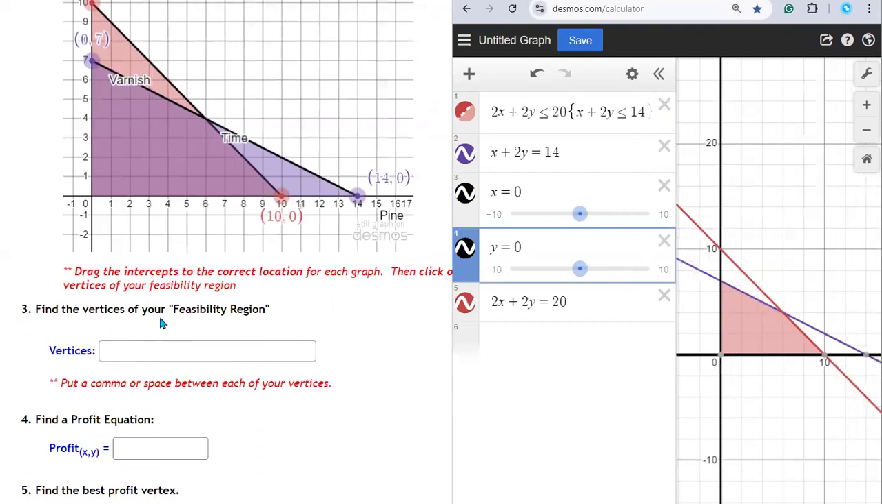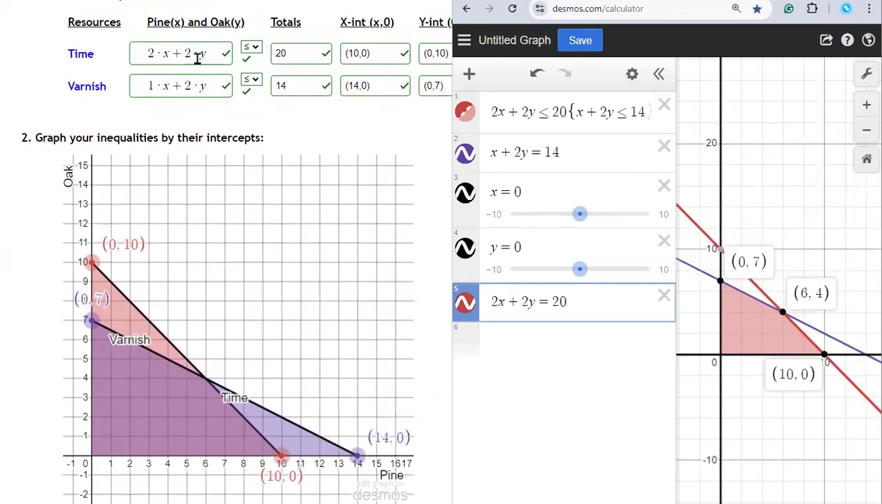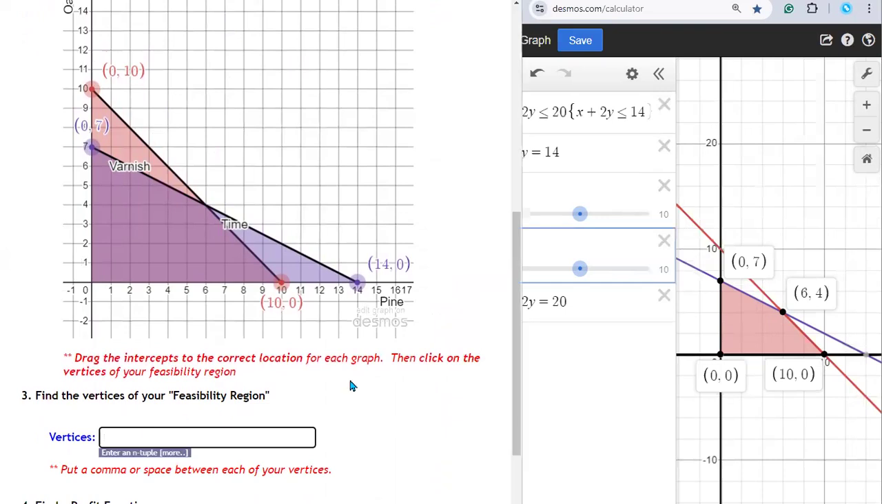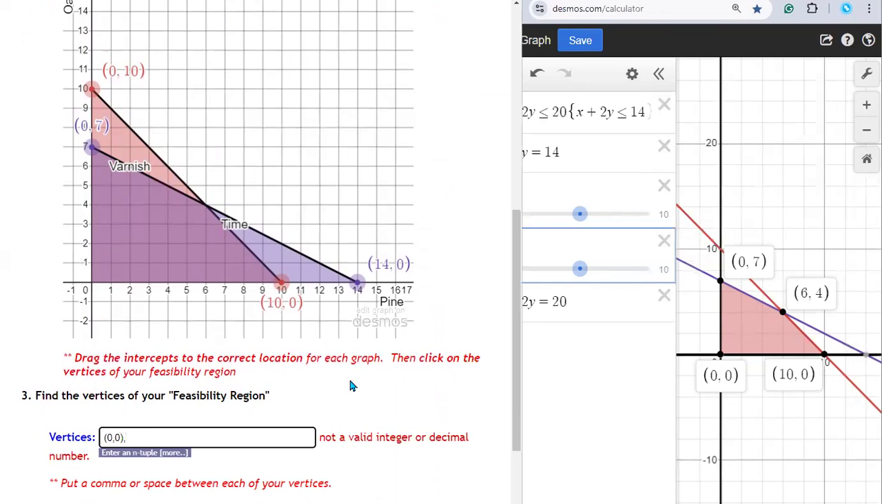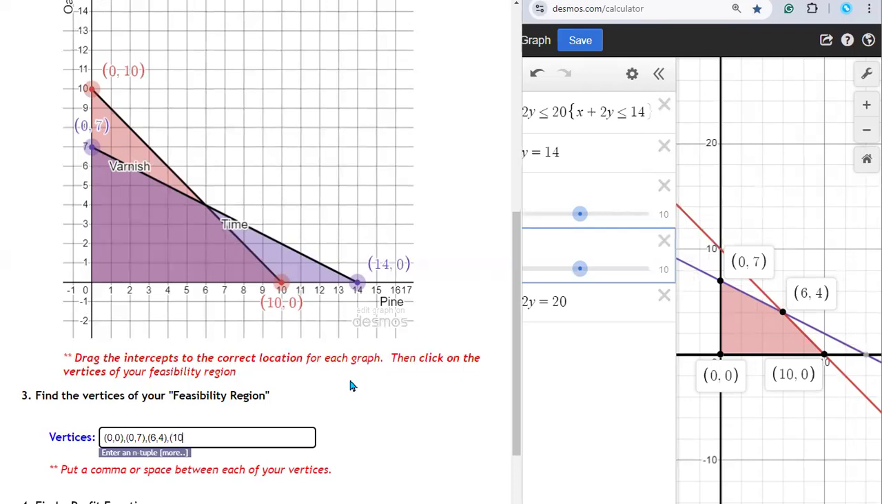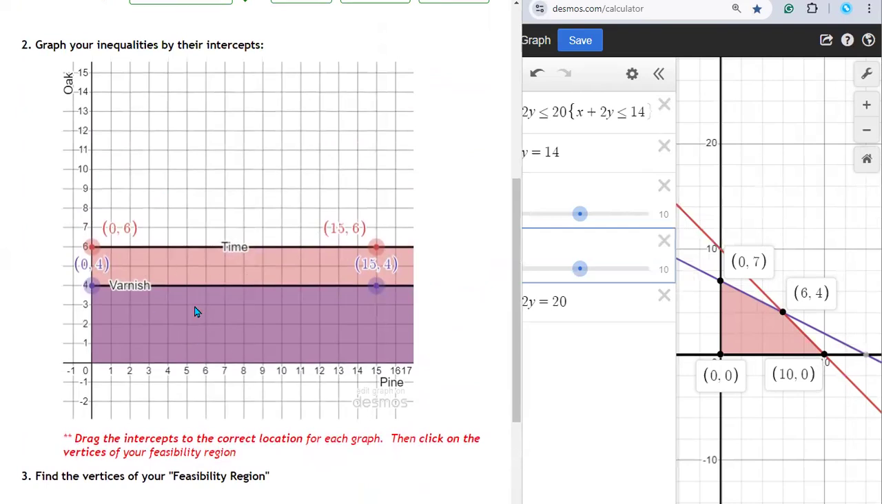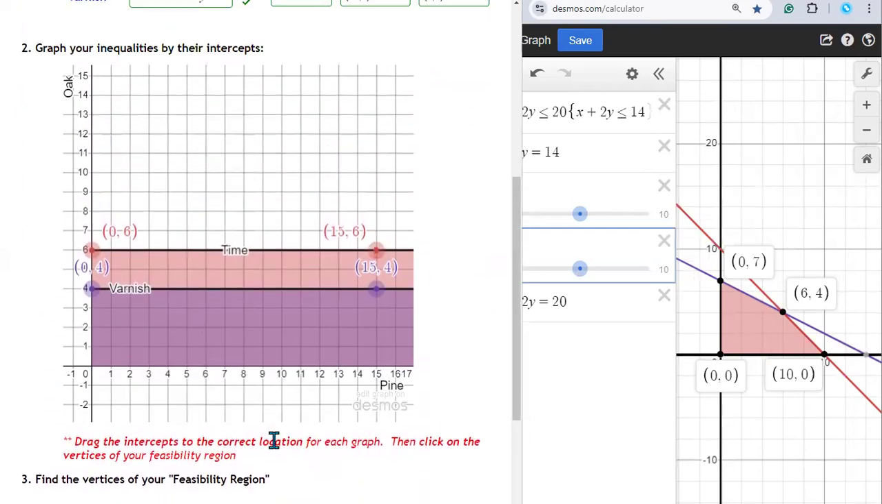So the vertices of the feasible region, I'm going to click them right here. They include two intercepts, the intersection of the lines that correspond to these two inequalities, and the origin. So I'm going to type them right here. So first you got 0, 0, 0, 7, parentheses, comma, 6, 4, close parentheses, and then 10, 0. Now, when you hit enter here, it messes up our graph. But I'm going to refer to this graph over here in Desmos.